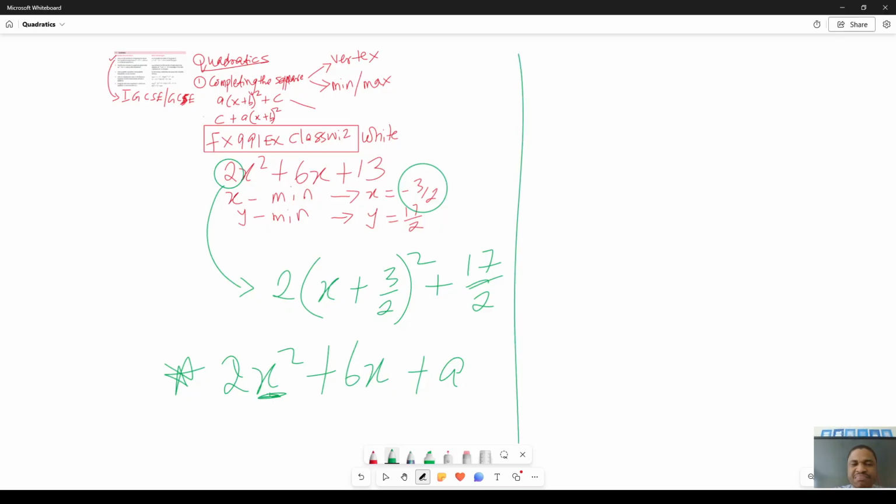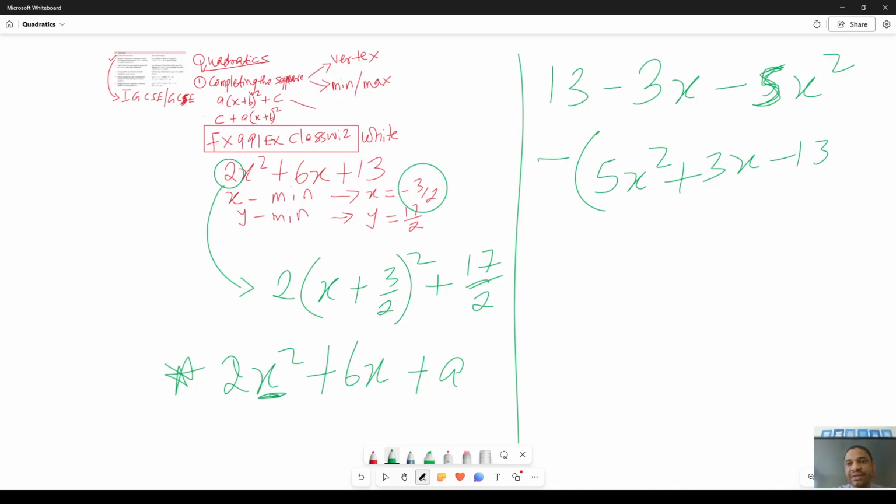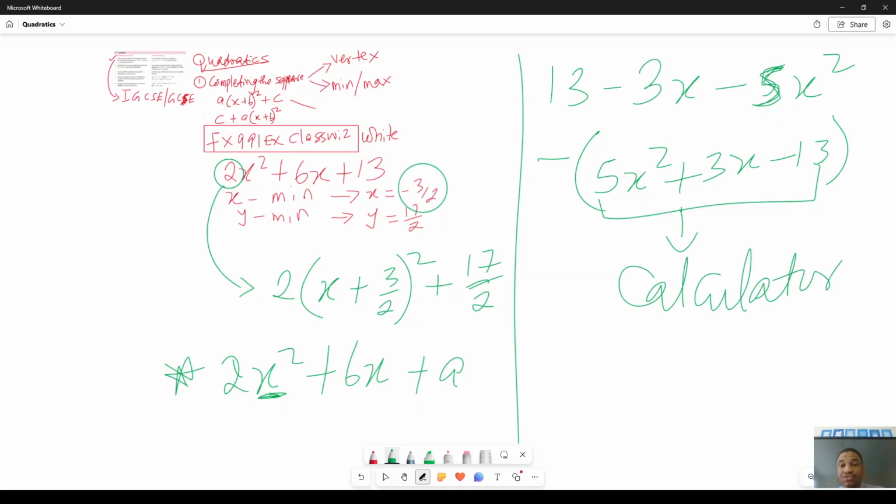Now, another place they might trick you is maybe they give you 13 minus 3x minus 5x squared. It will not be that difficult, but I'll just show you. First thing you should do here, you have to rearrange this to be 5x squared plus 3x minus 13. Then you can use the calculator for this. I'll just use mine now.